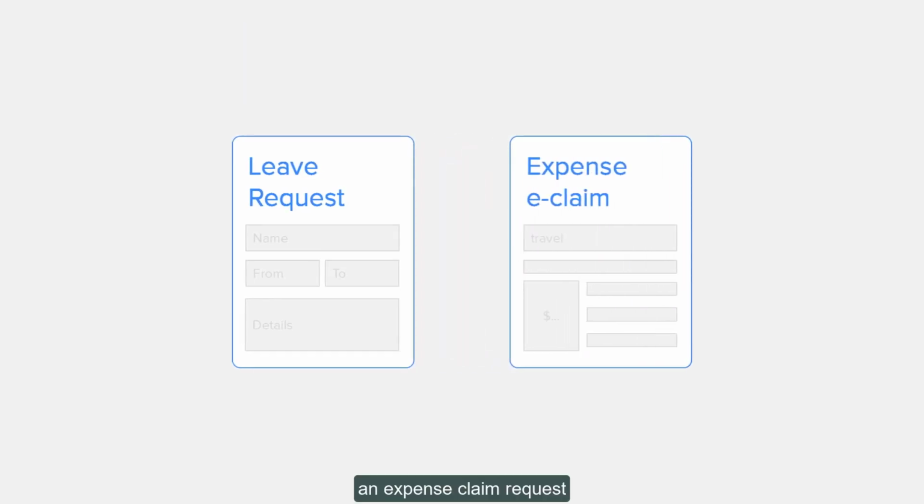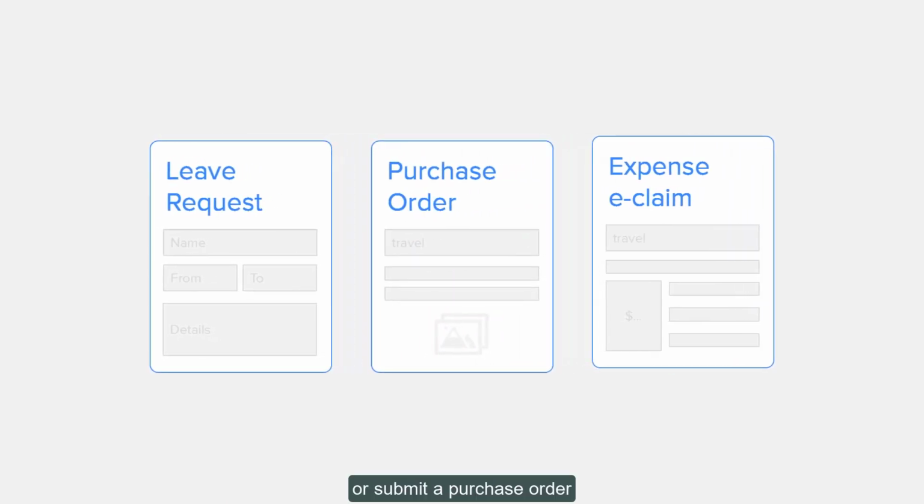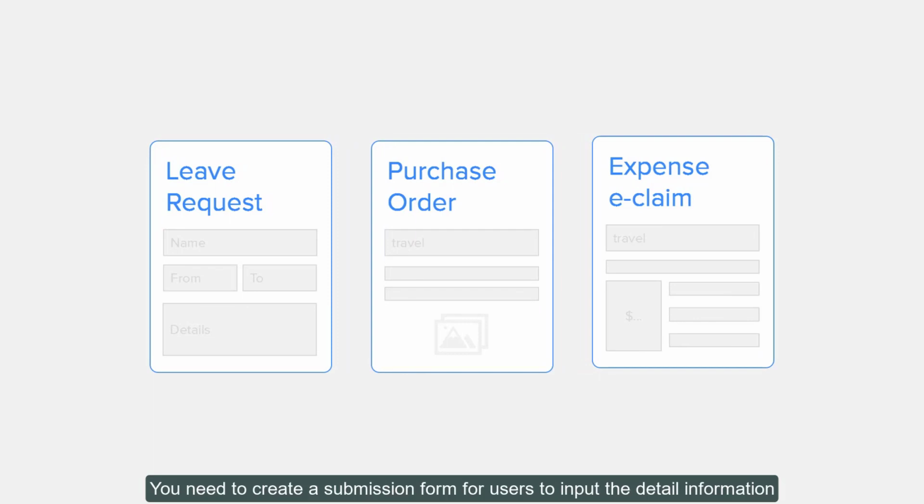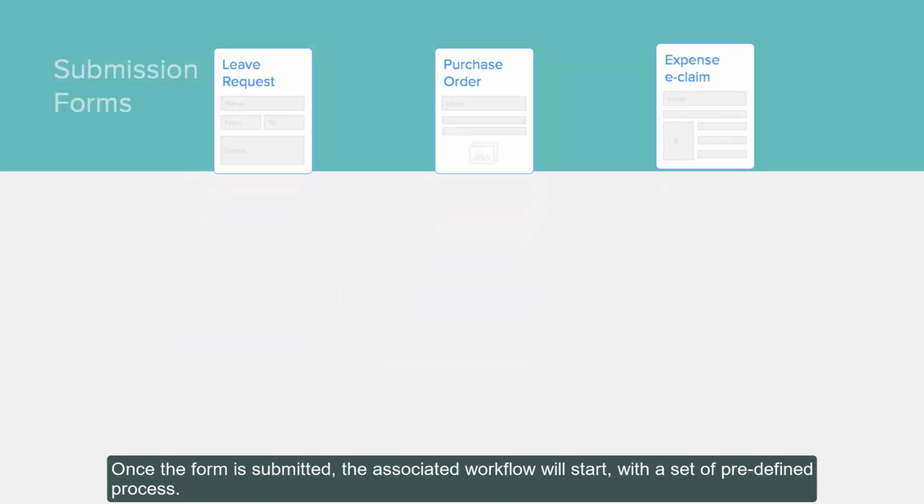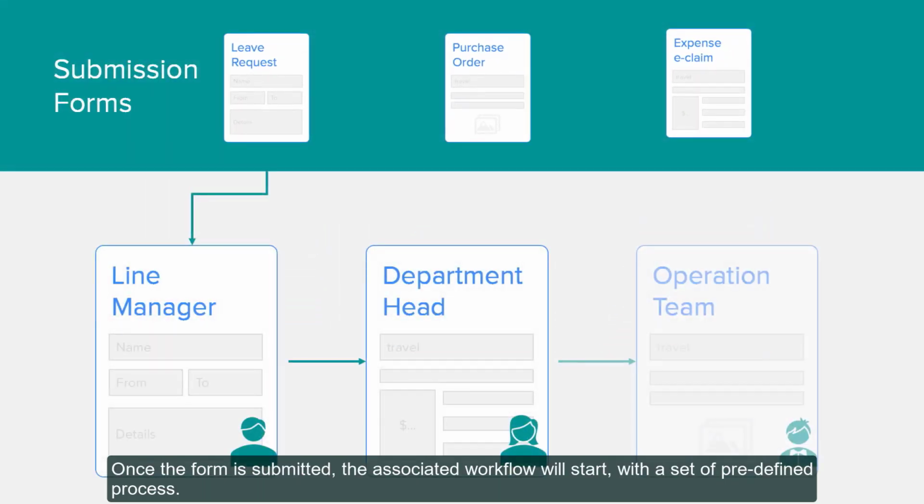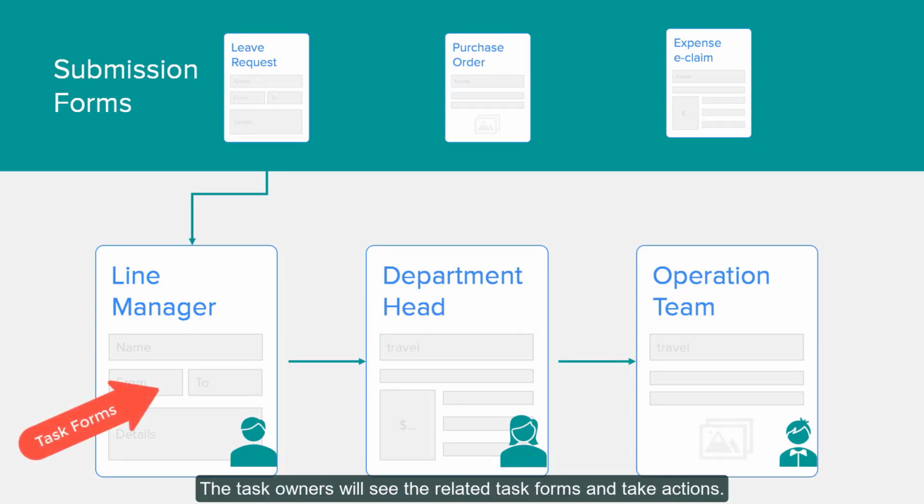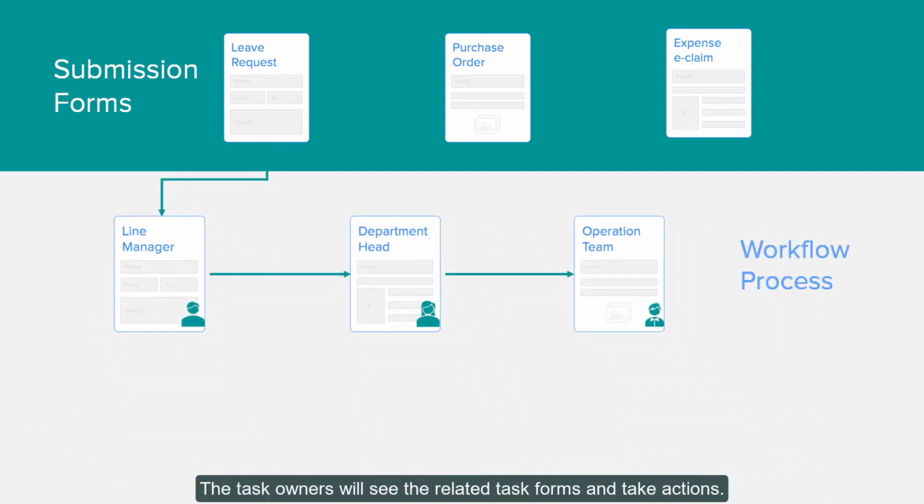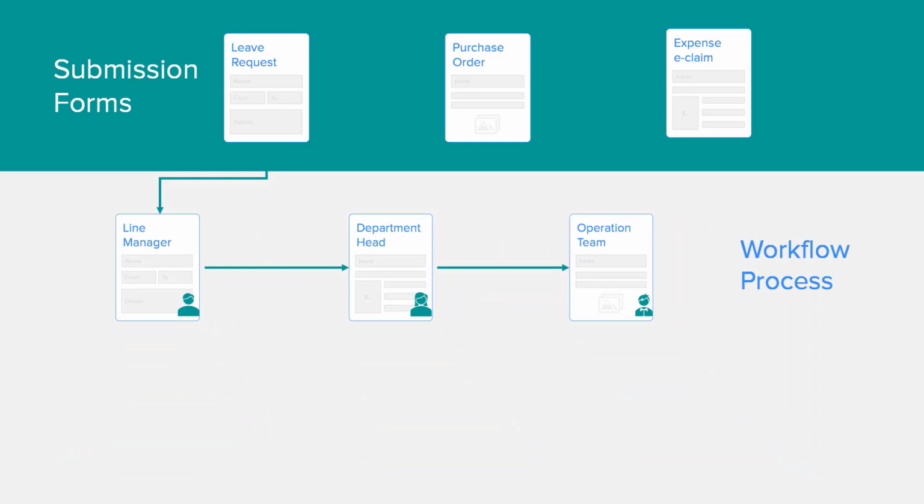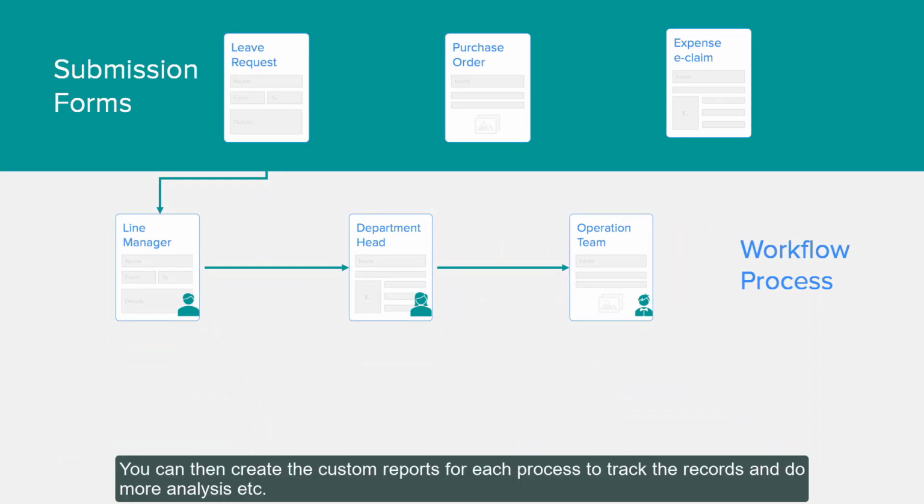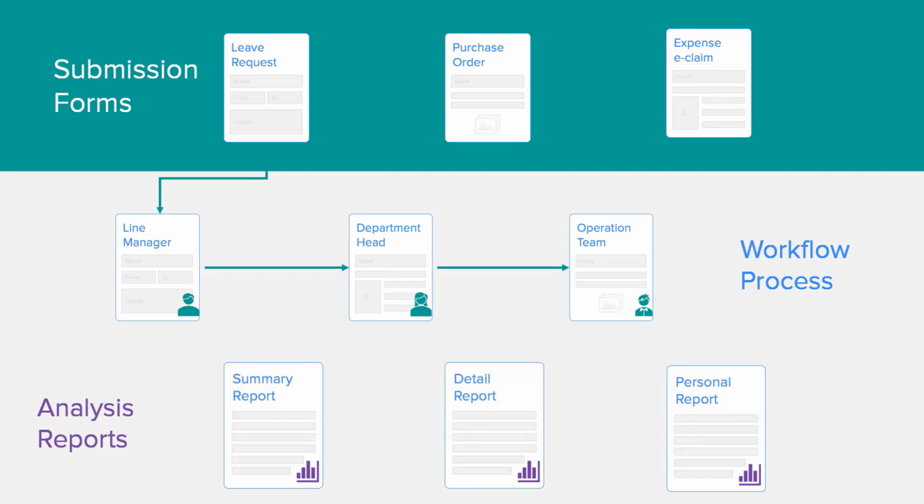Like for users in your organization to create a leave request, an expense claim request, or submit a purchase order. You need to create a submission form for users to input the detailed information. Once the form is submitted, the associated workflow will start with a set of predefined processes. The task owner will see the related task forms and take actions. You can then create custom reports for each process to track the records and do more analysis, etc.